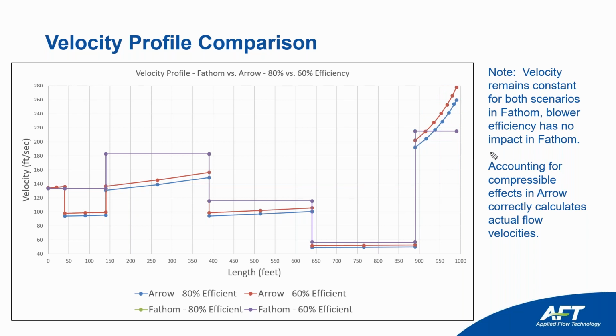You know, if you're only looking at Fathom, you're seeing, okay, I'm going to be getting 220 feet per second, where in reality, if you have a 60% efficient blower, you're actually going to be seeing 280 feet per second coming out of that outlet. And so that's going to be blowing a lot faster and may not be good. So Aero is just going to track the exact velocity values throughout your entire flow path.